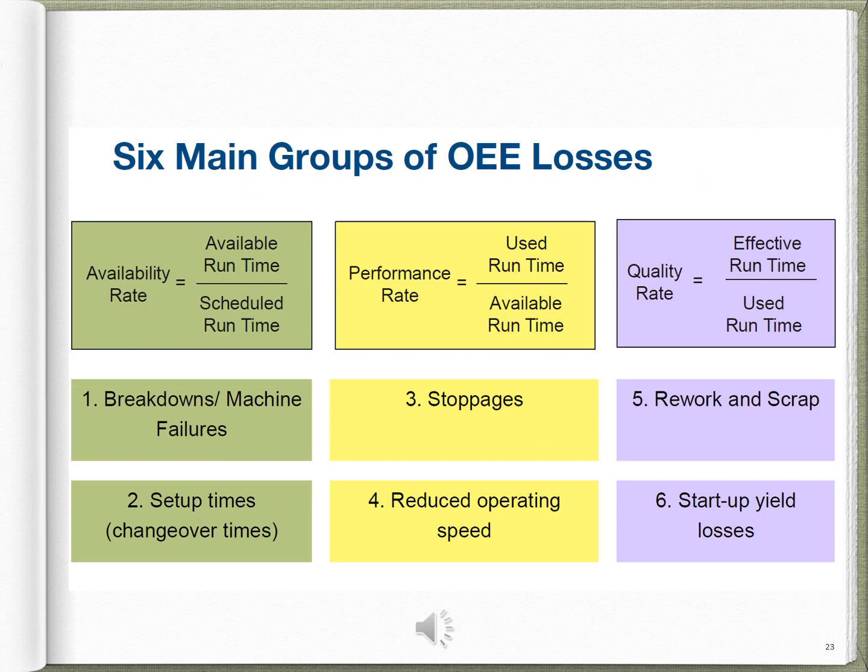It is important to review the 6 main groups of OEE losses to understand the 3 elements that determine overall equipment effectiveness. The availability rate might be affected by breakdowns or machine failures, which limit the available runtime. Similarly, long setup times or changeovers also affect the available runtime. The performance rate might be impacted by 2 main losses: stoppages of the machine or production line, or to work with a reduced operating speed. Regarding the quality rate, this is affected by considerable levels of rework and scrap. In addition, startup yield losses have also a negative impact.